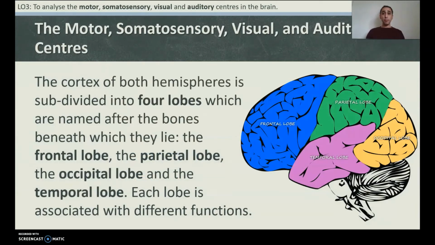The cortex of both hemispheres is subdivided into 4 lobes, which are named after the bones beneath which they lie. The frontal lobe, the parietal lobe, the occipital lobe, and the temporal lobe. As we found in the starter, each lobe is associated with different functions.